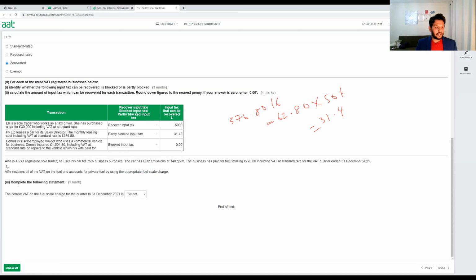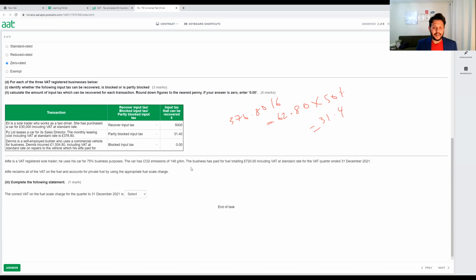All right, the next one we have here: Alfie is a VAT registered sole trader. He used his car 75% for the business. The car has a CO2 emission of 148 gram. The business has paid for the fuel scale charge of 720, including the VAT at the standard rate, for the VAT quarter ended 31st of December 2021. Alfie claims all the input VAT on the fuel and accounts for the private fuel by using the appropriate fuel scale charge. So even though you're using it for business or private, it doesn't matter. If you are paying the fuel scale charge, you can claim all the VAT back.